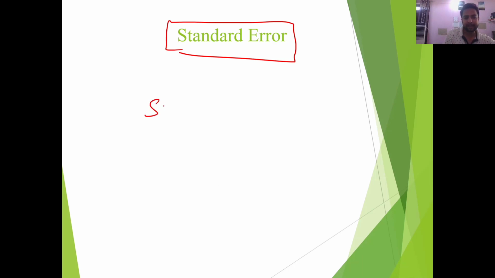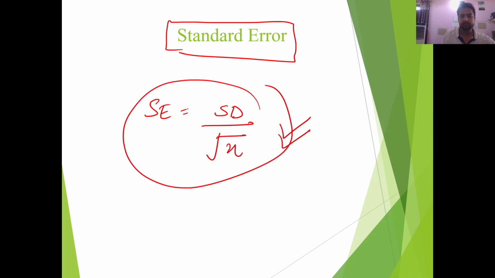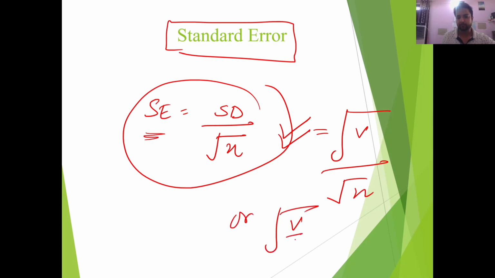Okay, so what is the standard error? Standard error is the standard deviation divided by root n. You can use this formula wherever you want to. In case the value of standard deviation is given, then you can directly use that value. In case the value of variance is given, then how can you calculate standard deviation from variance? You just need to take the square root of it. So we can also write it as the square root of variance divided by the square root of n, or we can write it as the square root of variance divided by n. So that's how we are going to write it.